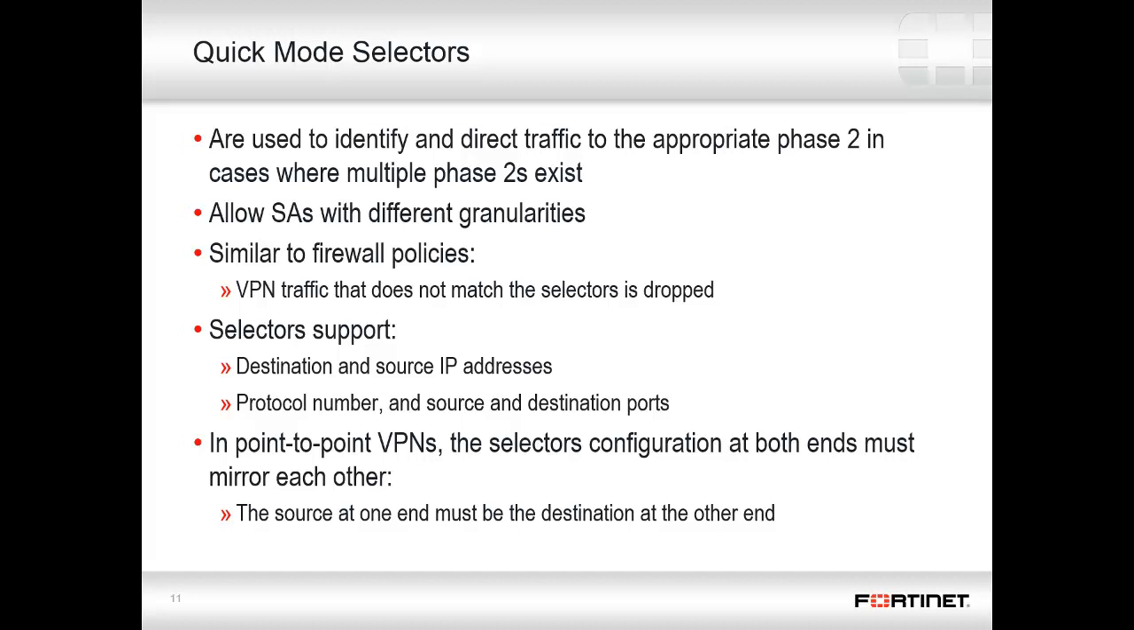When configuring the selectors, we must specify the source and destination IP subnet to be allowed in each Phase 2. Additionally, we can specify the protocol number and source and destination ports for the allowed traffic. The Quick Mode selector configuration for dial-up VPN is covered in our advanced IPSec module. But in the case of point-to-point VPNs, configuration on both sides must mirror each other. In other words, the source subnet on one side must be the destination subnet on the other.